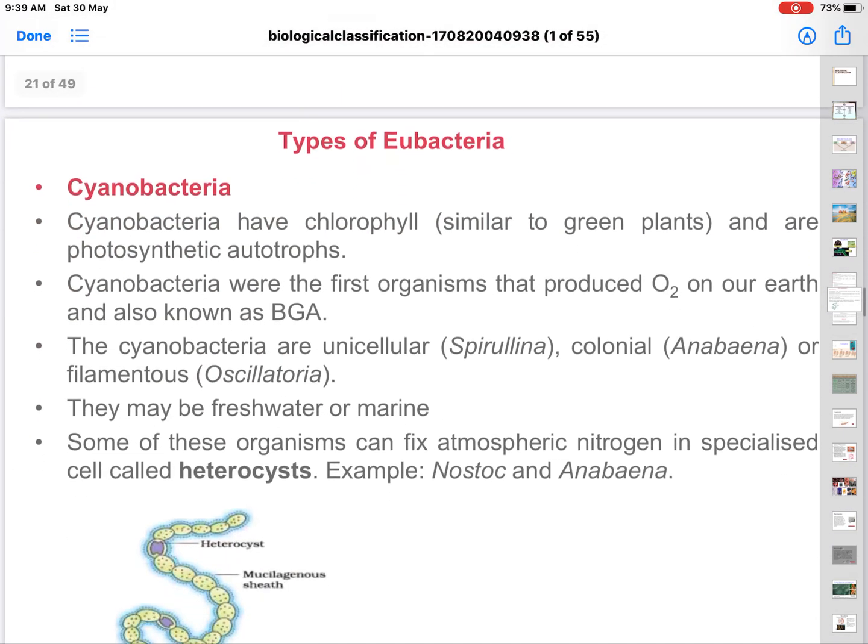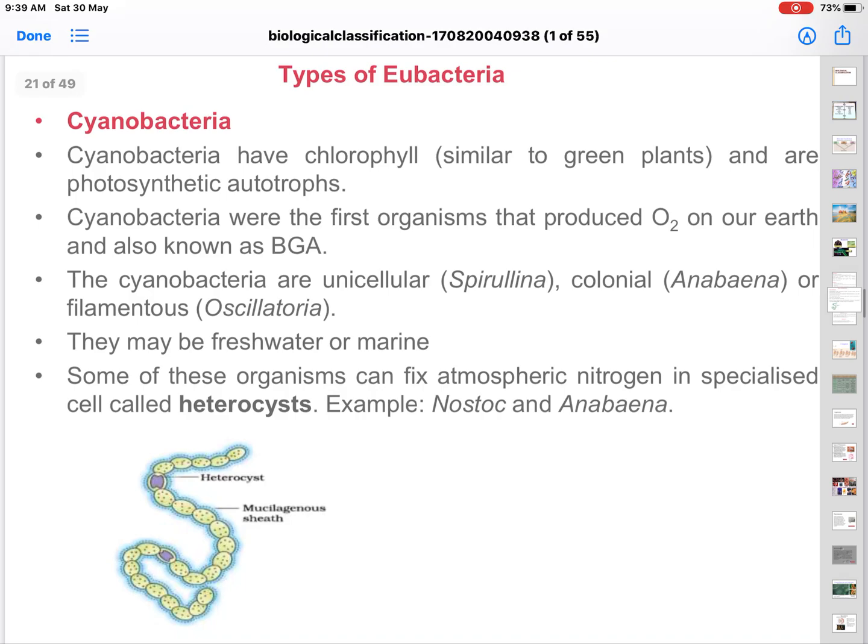Now we come to the next major group, Eubacteria. In Eubacteria, as the name suggests, the bacteria have got reasonably good body structure. Eu means clear. So the Eubacteria has got two types, bacteria and cyanobacteria. So we come to cyanobacteria. As I said just now, cyanobacteria is the blue-green algae.